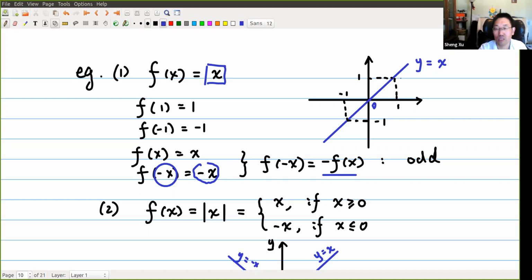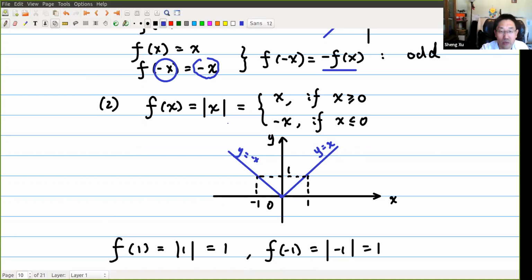Now look at this function here. I think we saw this guy previously. f(x) is equal to the absolute value of x, and we know it's equal to x if x is non-negative, and it's equal to -x if x is negative. So if you want to plot a graph of this function, this is the origin here. If x is smaller than zero, then I should use -x, which is a line going toward the origin with slope negative one. And if x is greater than zero, then it should be x. Together this is the graph of y equals the absolute value of x. It's like a V shape.